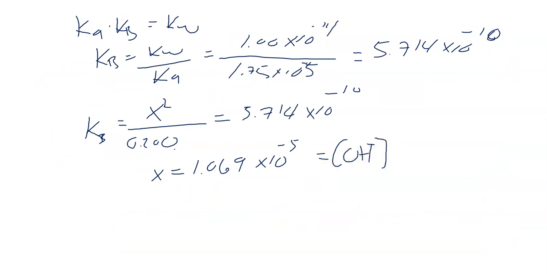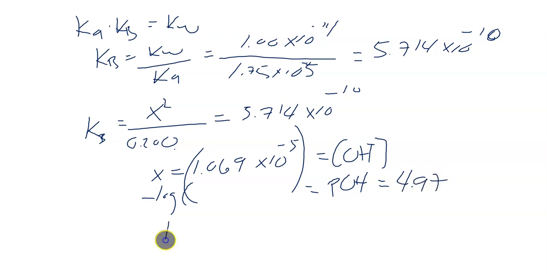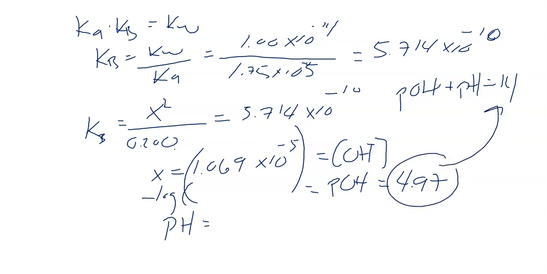I also like to go right to pOH from here, take the negative log of this value, and you end up with the pOH, which is equal to 4.97. And then the pH, after subtracting from 14, since the pOH plus the pH is equal to 14, you get a pH value of 9.03. That makes sense because we have a slightly basic solution due to the salt, the basic salt from the acetate, so 9.03.